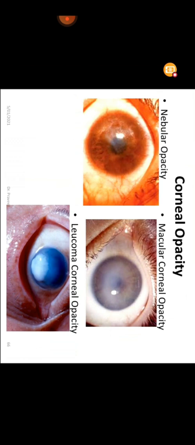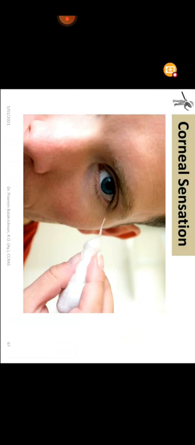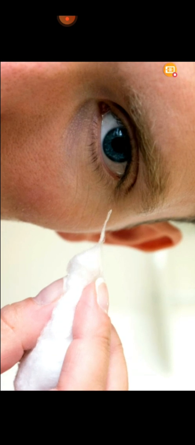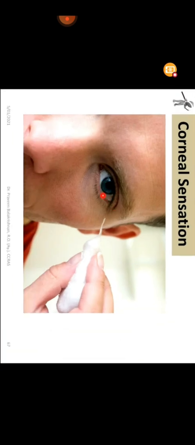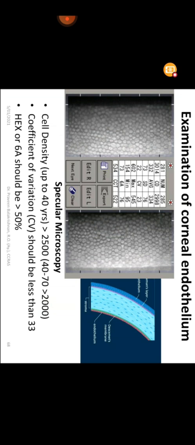Now let us go to the next one, which is the corneal sensation. What you do here is take a wisp of cotton, bring it from the lateral side and touch it over the cornea, so that you see the response of the person. Usually there will be a blinking reflex, which indicates that the trigeminal nerve of the person is normal. Any condition which hampers the trigeminal nerve will show decreased corneal sensation. So in herpes zoster ophthalmicus, the trigeminal nerve is affected, and hence the corneal sensations will be lost. Okay.